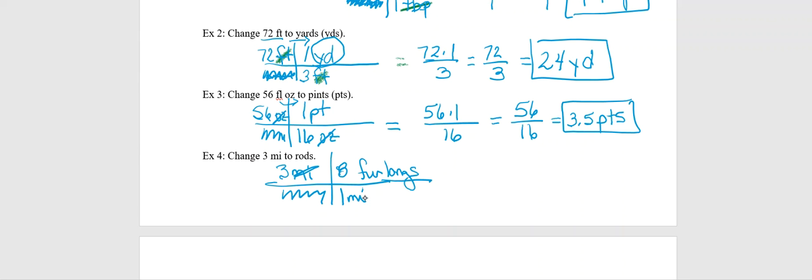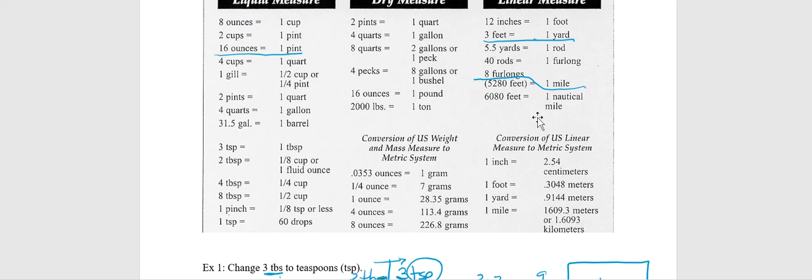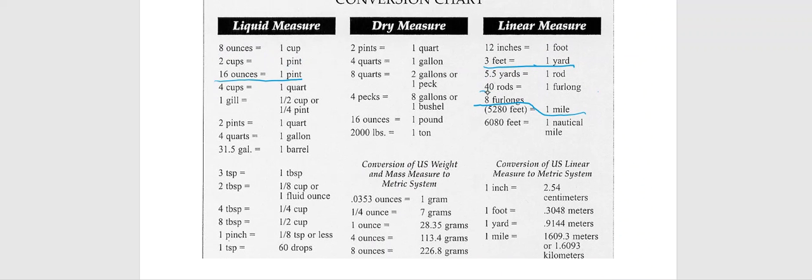So notice my miles cancel. Now I'm in furlongs, but that's not where I want to be. I want to be in rods. So I'm going to go back up and I'm going to look for another option that talks about furlongs and rods. So here I have 1 furlong is 40 rods. So let's go back to that.